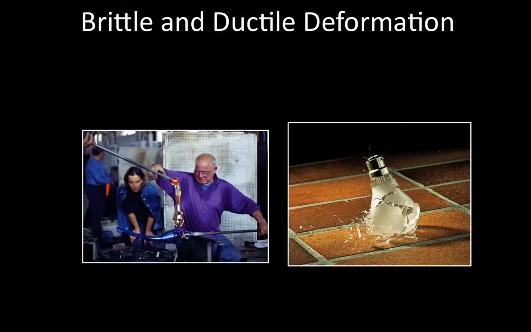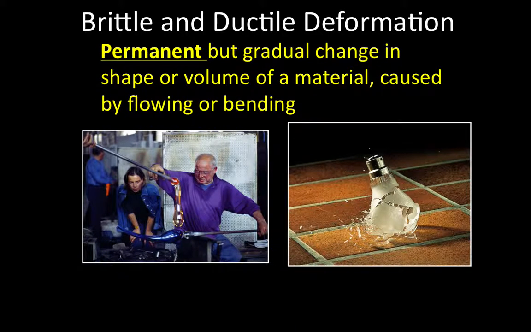The next types of deformation that I'd like to look at are these two varieties called brittle and ductile. Both of these are permanent changes. These occur when materials deform in a more gradual sense. There's a permanent change in the shape or the volume of the material. It's either caused by flowing or bending or breaking.